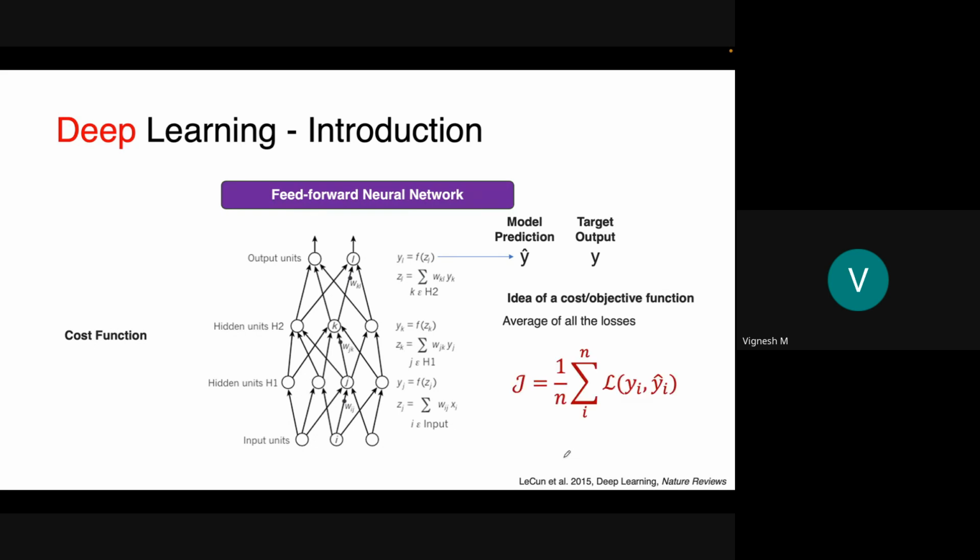So you do something like this, depending upon the number of patterns that you have or the number of inputs that you have, right? You calculate the average of all losses. Any idea why do we do this?